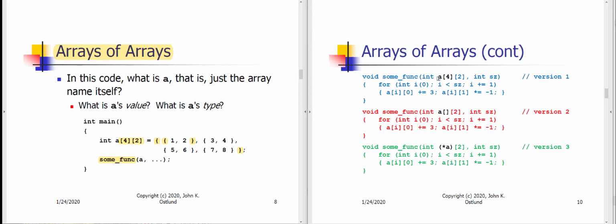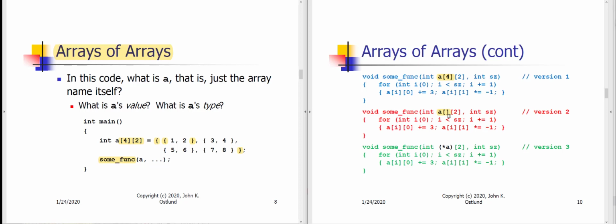So in the first example, I'm using the naive representation of A. I'm declaring that A is an array of 4 arrays of 2 ints, and that works fine. But really, the size, this dimension 4 here, is really just kind of like a comment. I can leave it out and say that A is an array of some number of arrays of 2 ints. And the size here is the number of items in that array of arrays of 2 ints.